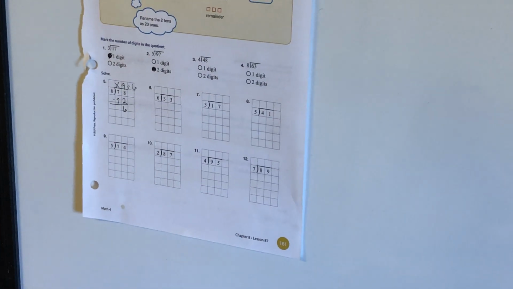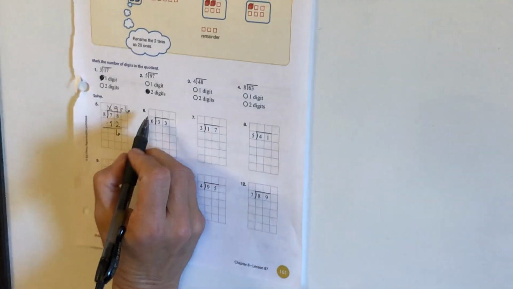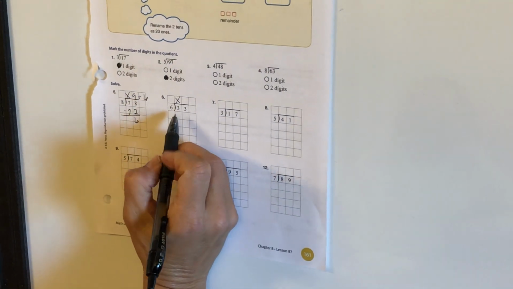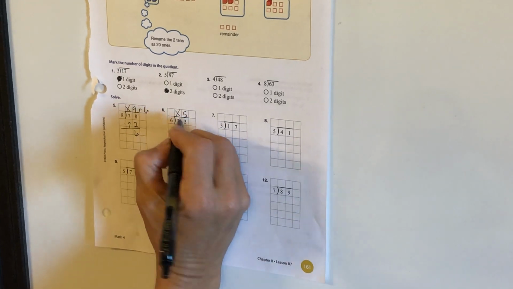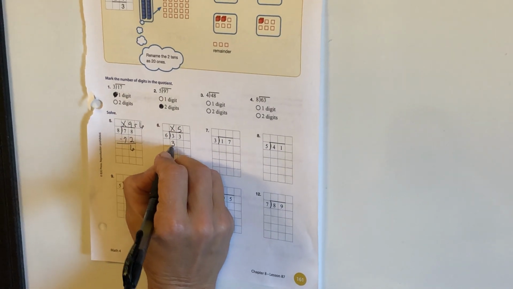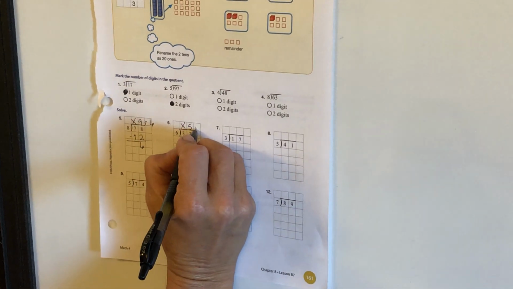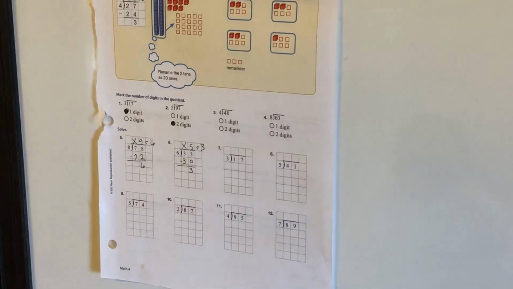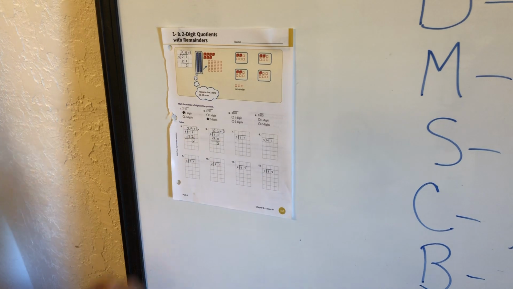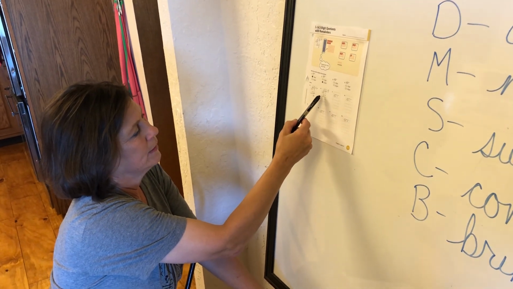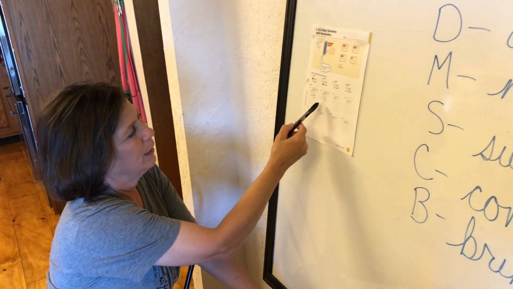Okay, number 6. 33 divided by 6. How many times will 6 go into 3? It will not. How many times will 6 go into 33? 5 times. 5 times 6 is 30. Subtract, and we have a remainder of 3. So when you're trying to decide what this number is going to be, you have to get as close as you can without it going over. So 6 times 5 is 30. If I were to say 6 times 6, it would be 36, and it would be over.